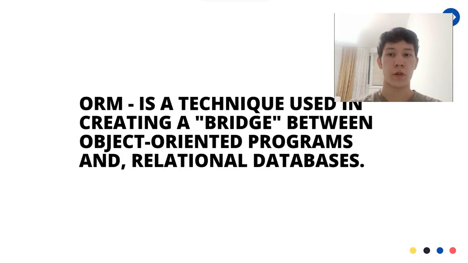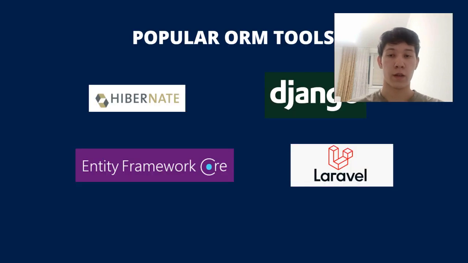ORM stands for Object Relational Mapping. It is a technique used in creating a bridge between object-oriented programs and the relational database. So on screen you can see some popular ORM tools: for Java, Hibernate; for Python, Django and SQLAlchemy; for .NET, Entity Framework; for PHP, Laravel. There are many ORM tools and it's very popular.